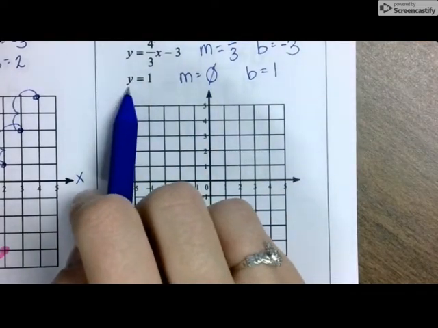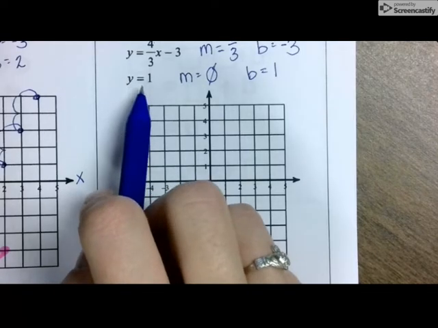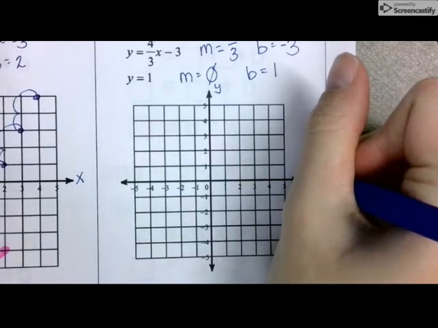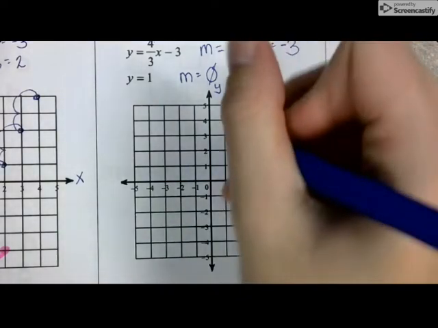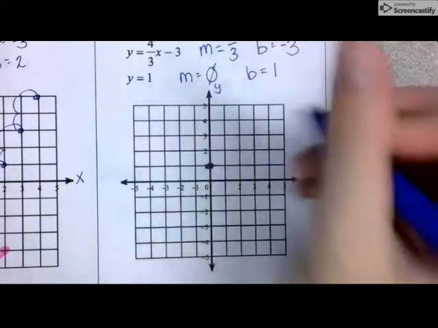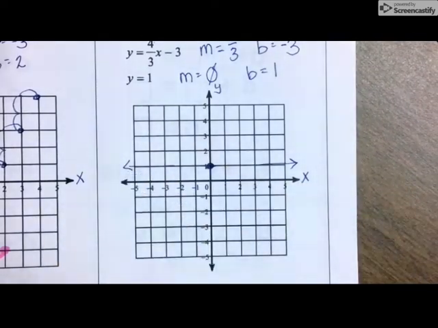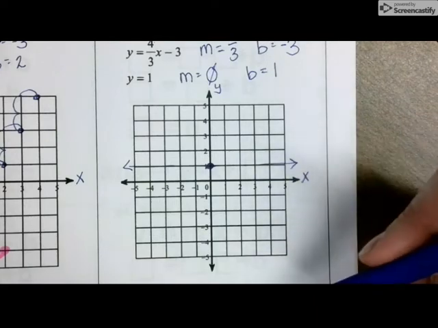Remember, if it's just Y or X equals a number, you are going to find that number on that particular axis. So in this case, I would find 1 on the y-axis, and I would draw a horizontal line. If it was on the x-axis, it would be a vertical line.